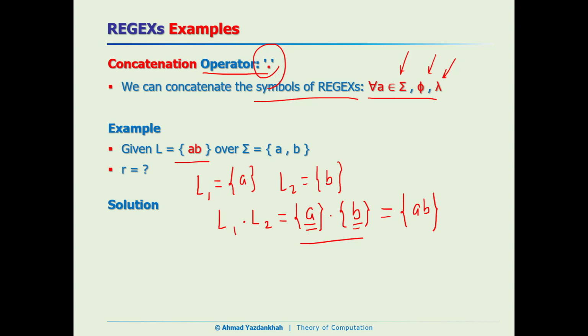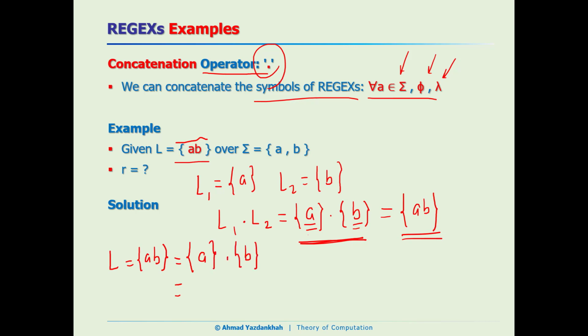Why did I go over this? Because I want to tell you that this AB is in fact the concatenation of two simple languages. If this is the case, then I would say, okay, L is AB. In fact, it is the concatenation of A and B.